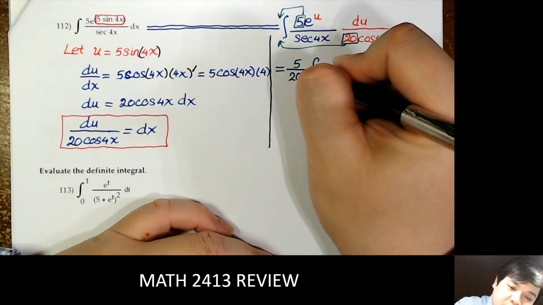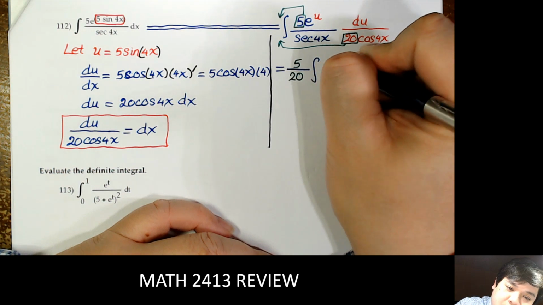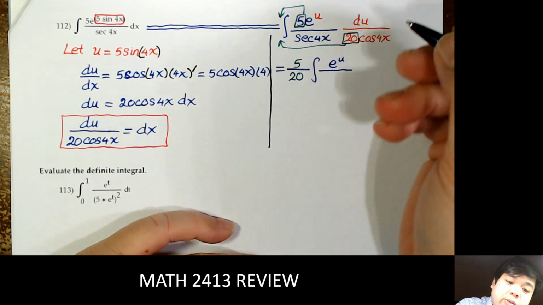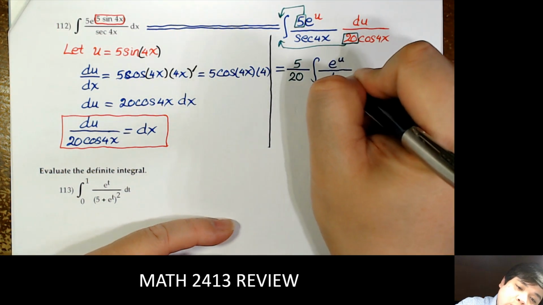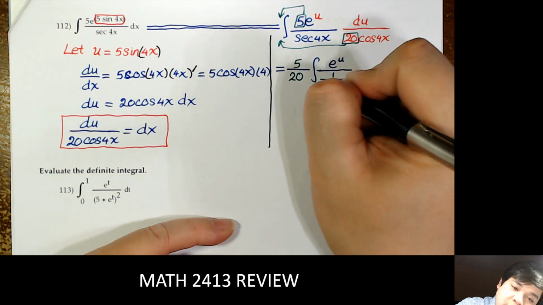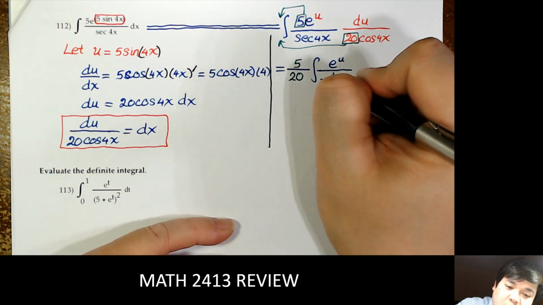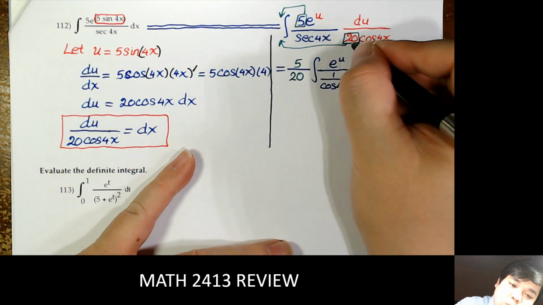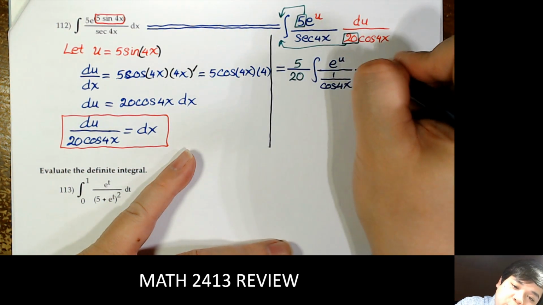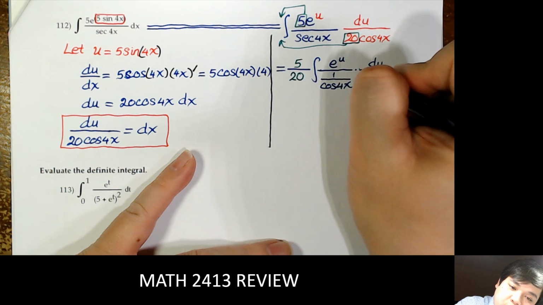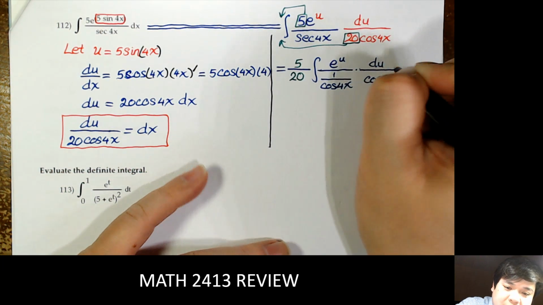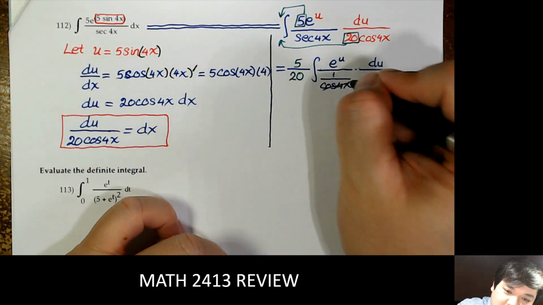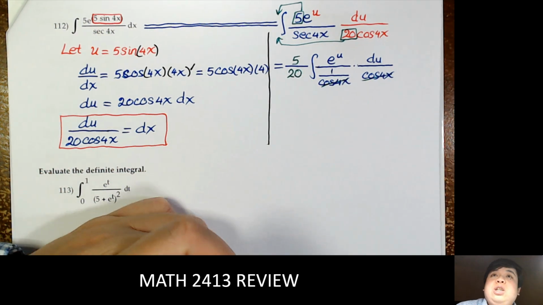Now the integral, let's say e to the u still. Secant of 4x is 1 over cosine of 4x, because secant is 1 over cosine. And we took the 20 and the 5 outside. We just have the du and the cosine 4x left, which cancel out nicely. So we just have e to the u du.